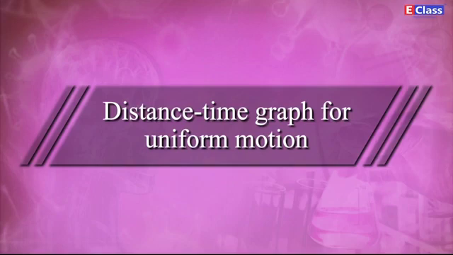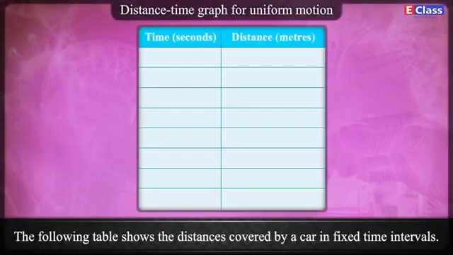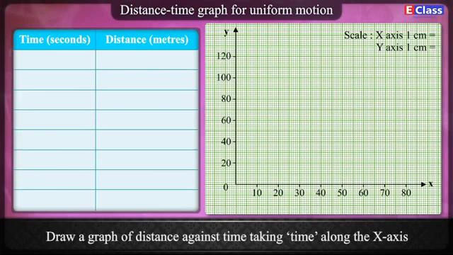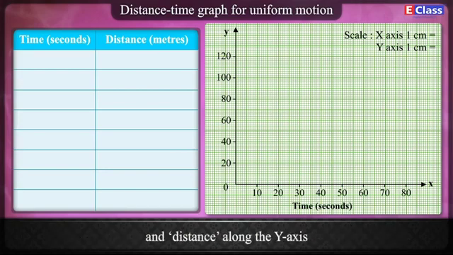Distance-time graph for uniform motion. The following table shows the distances covered by a car in fixed time intervals. Draw a graph of distance against time, taking time along the x-axis and distance along the y-axis in the figure.